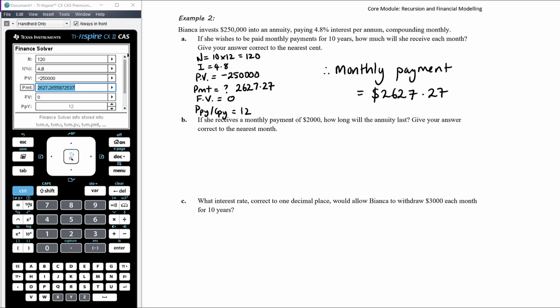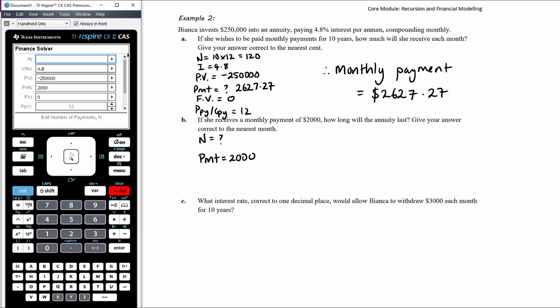If she receives a monthly payment of $2,000, how long will the annuity last? Okay, so let's think about what we're expecting. If she takes out a smaller payment, we would expect the annuity to last longer. So we're going to expect N to be more than 120. Okay, so this time N is the unknown thing, and the payment changes to positive 2,000. Everything else is going to stay the same. Okay, so let's just adjust that. Payment's going to be positive 2,000, sorry, 2,000, not 20,000. We still want to get it down to 0. We want to work out how long it is going to take to do that.